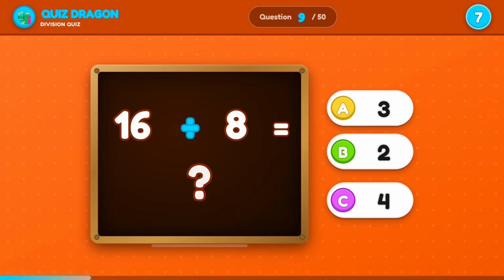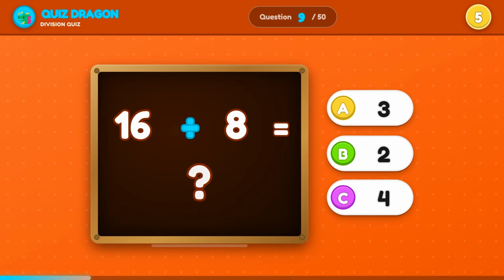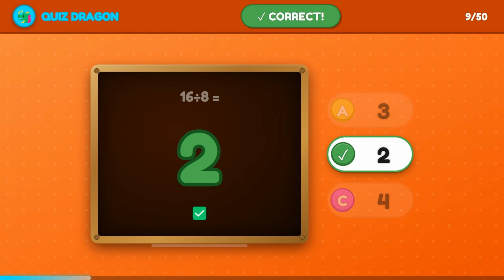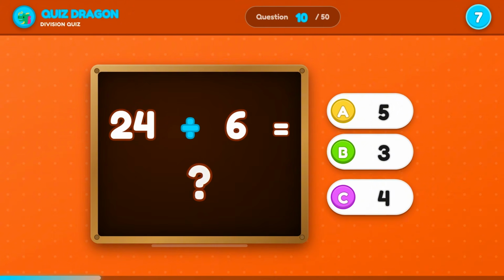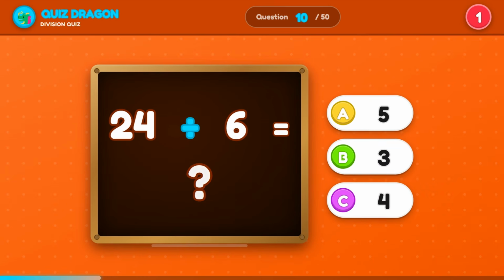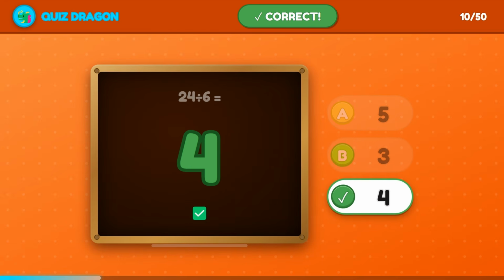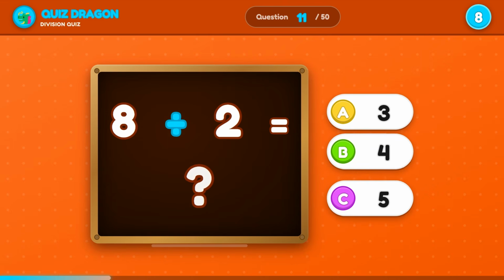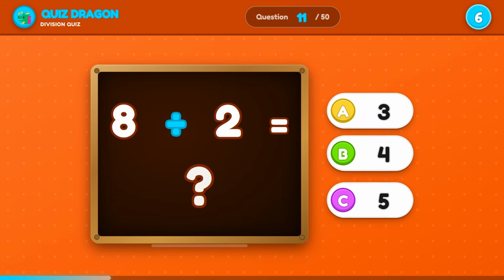Question 9. What is 16 divided by 8? The correct answer is B, 2. Question 10. What is 24 divided by 6? The correct answer is C, 4. Amazing. Keep it up. Question 11. What is 8 divided by 2?